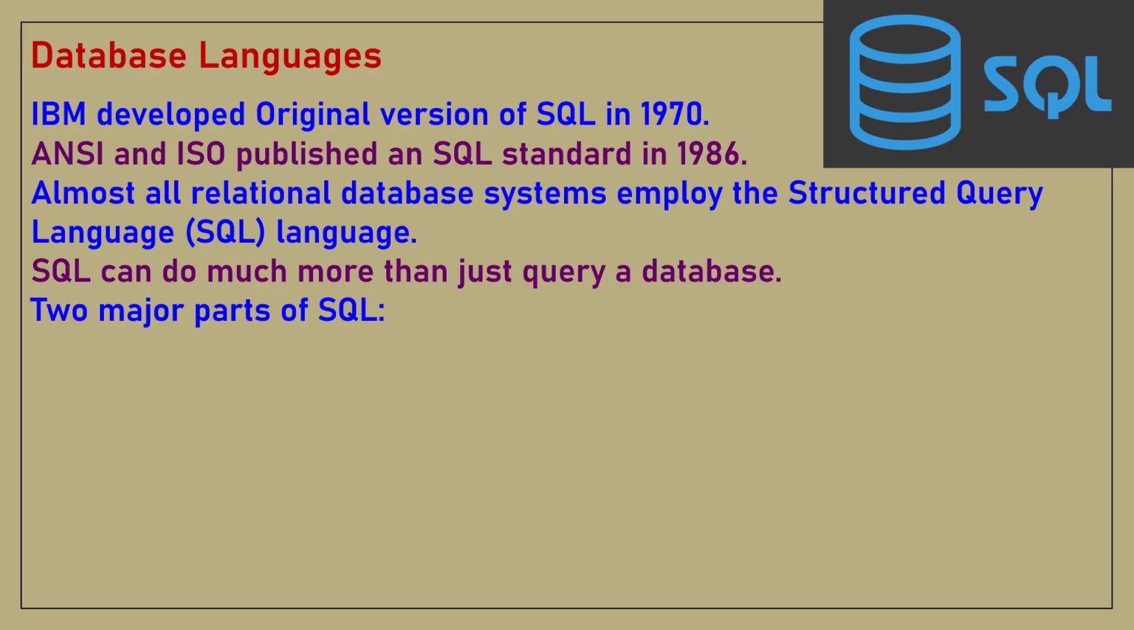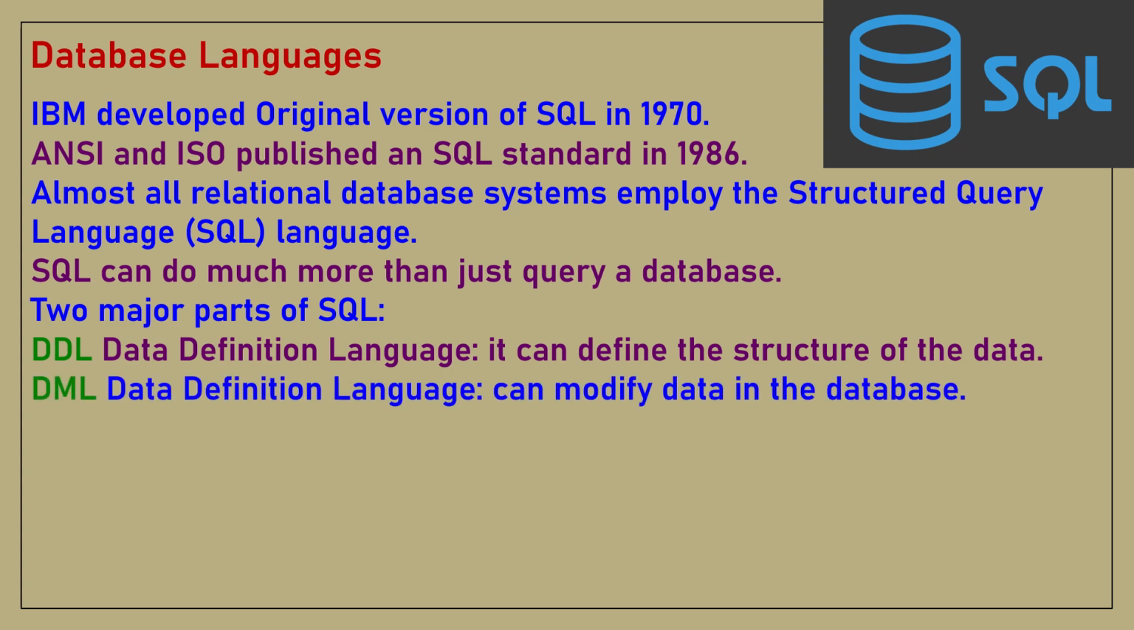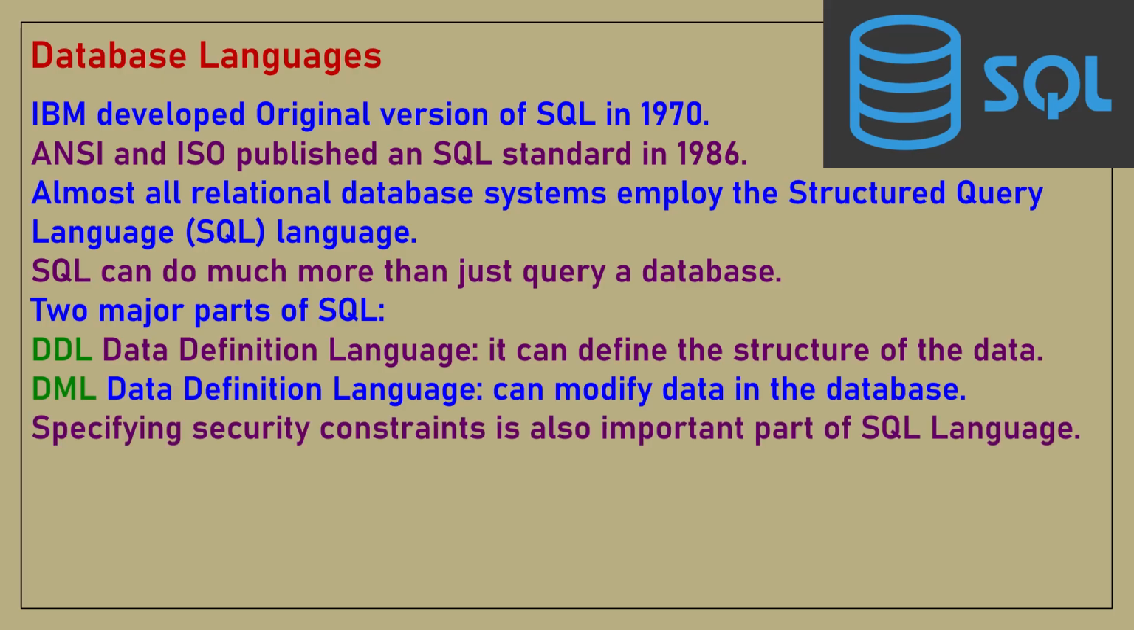Two major parts of SQL are DDL, Data Definition Language. It can define the structure of the data. DML, Data Manipulation Language, can modify data in the database. Specifying security constraints is also an important part of SQL language.